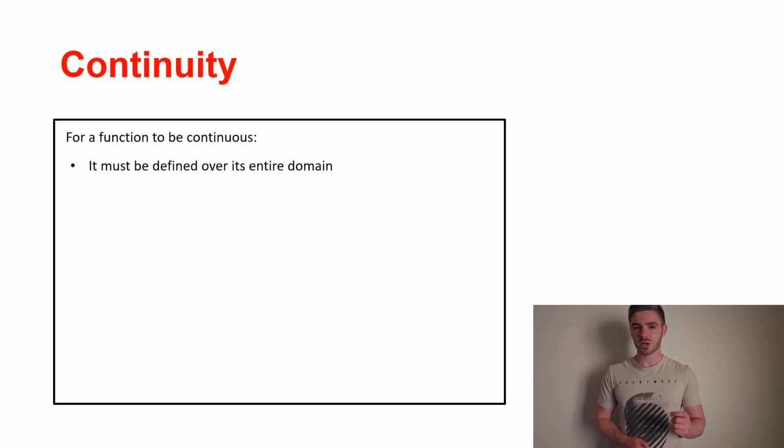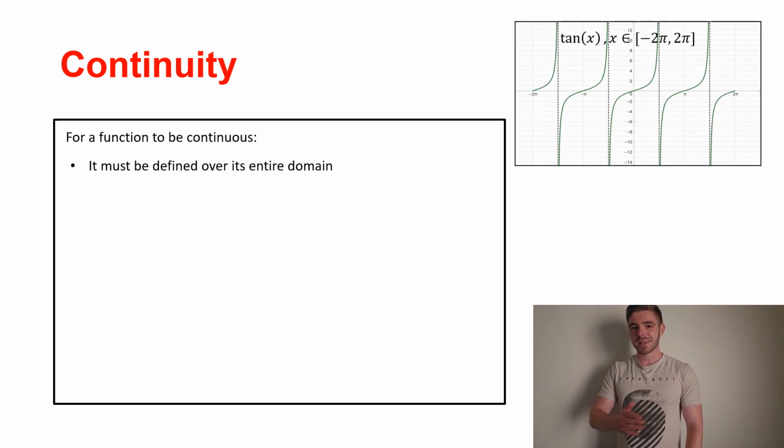Firstly, a function can only be continuous if it's defined over its entire domain. This criteria is most often broken by functions like tan x, which have a domain that span multiple periods. Tan x is actually undefined at those vertical asymptotes, but the domain still includes them. This is one of the reasons why tan x is considered a discontinuous function.